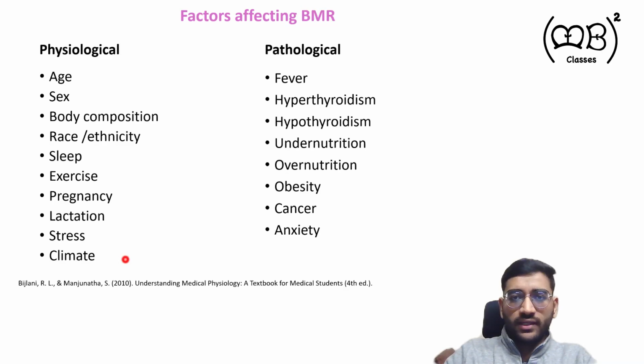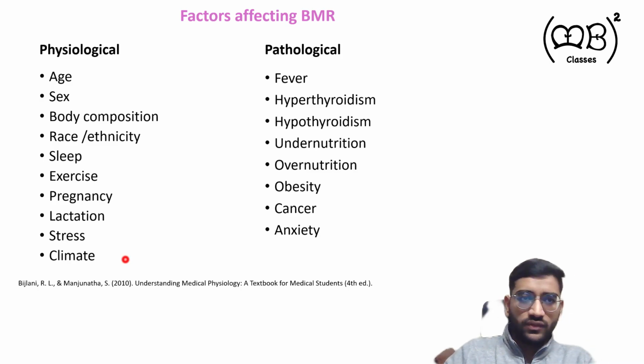So, what are the factors which would be affecting the BMR? There would be physiological and pathological factors. The physiological factors include age, sex, body composition, race, sleep, exercise, pregnancy, lactation, stress, and climate. Pathological factors may include fever, thyroid abnormalities, under or overnutrition, obesity, cancer, or anxiety. We'll go into details of each one of them.